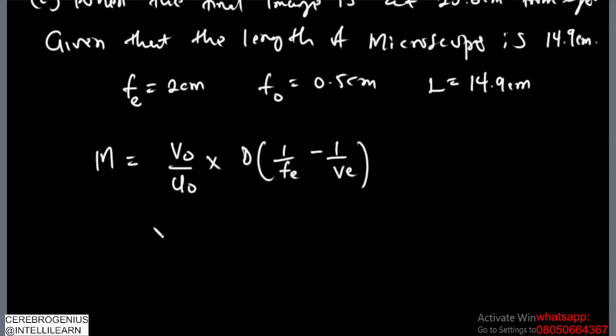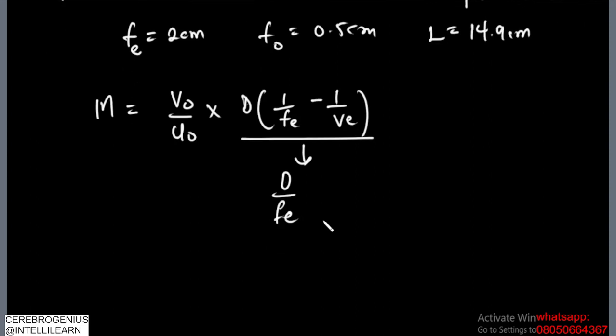We know that when the eye is relaxed, this part is going to become D over fe. That's what it's going to become, right? Because when the eye is relaxed, this is the magnification. Please don't forget that. You can check the video on the simple microscope. And D is what? 25 centimeter, right? So D is 25 centimeter. Focal length of eyepiece is what? 2 centimeter. So that means we can get this.